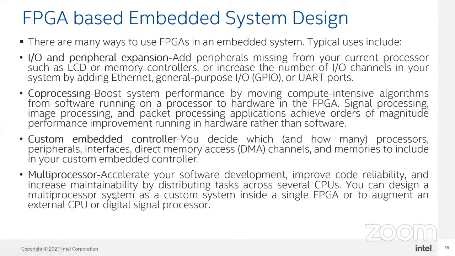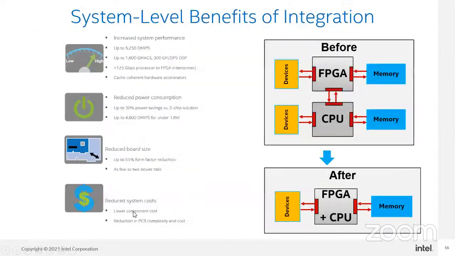You can design a multiprocessor system as a custom system inside a single FPGA, or to augment an external CPU or a digital signal processor. You don't need to connect an external CPU and you don't need a separate digital signal processor, because in a single FPGA itself you have the DSP capabilities as well as the CPU capabilities. So what can be avoided? You can use the single FPGA chip, which can work with the processor and also have the DSP capability. So we can avoid using a separate external CPU or digital signal processor. That's the greatest advantage.